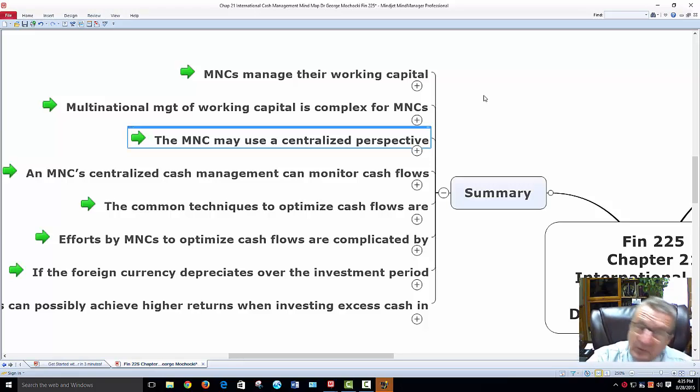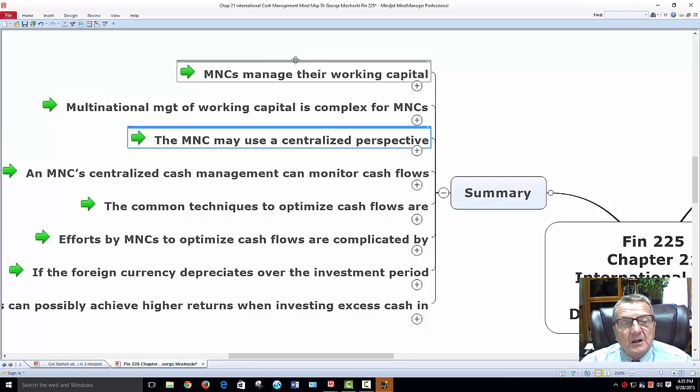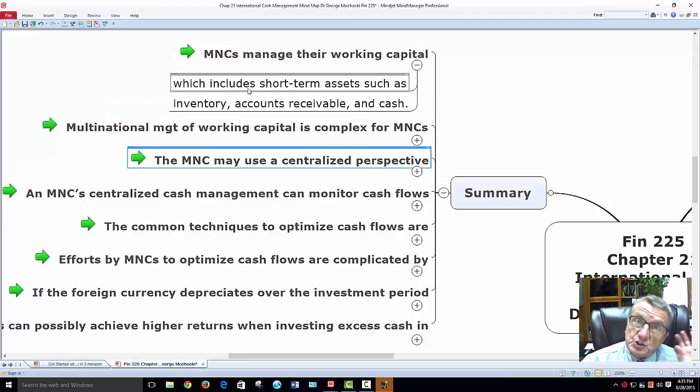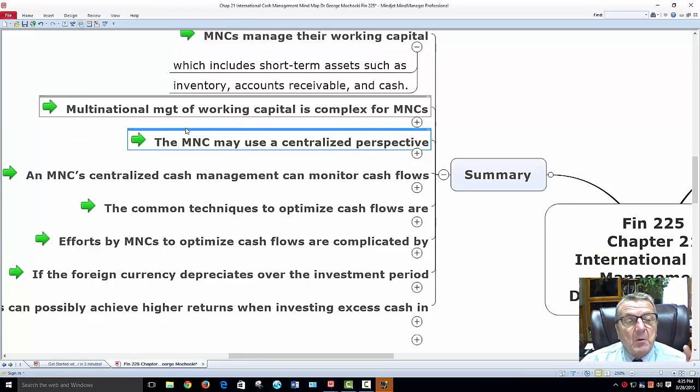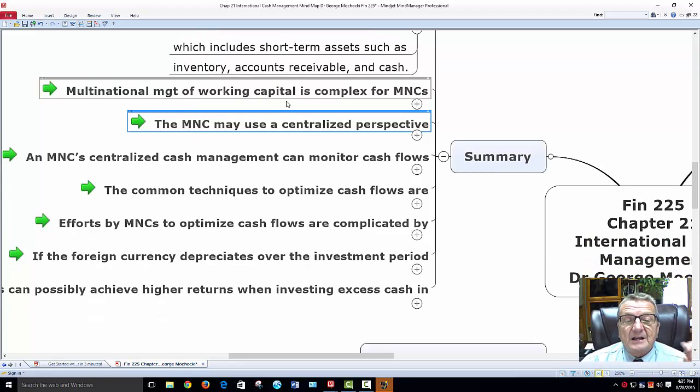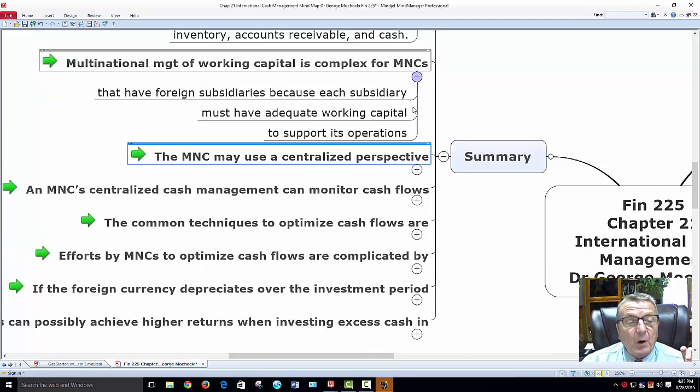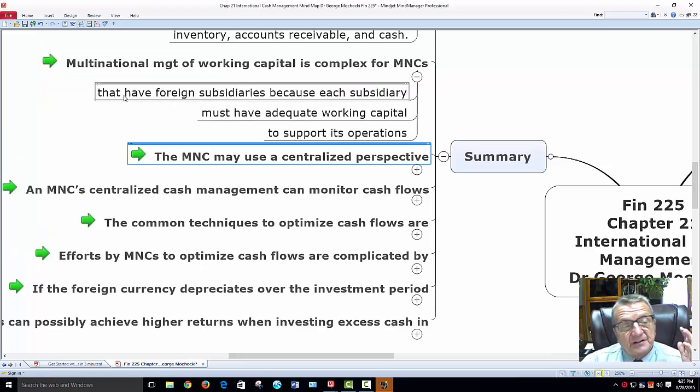But so you write this, or you already have that from the summary. You have all that in here. Could you answer that? That comes in here. So how do MNCs manage their working capital, which includes short-term assets such as inventory, accounts receivable, and cash? Multinational management of working capital is complex for MNCs. Why? Because they have foreign subsidiaries, because each subsidiary must have adequate working capital to support its operation.